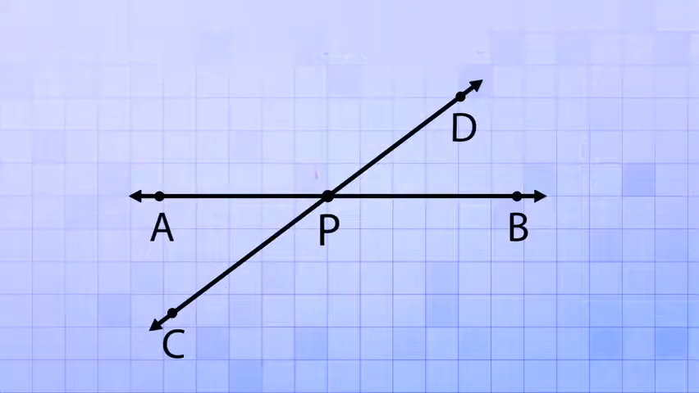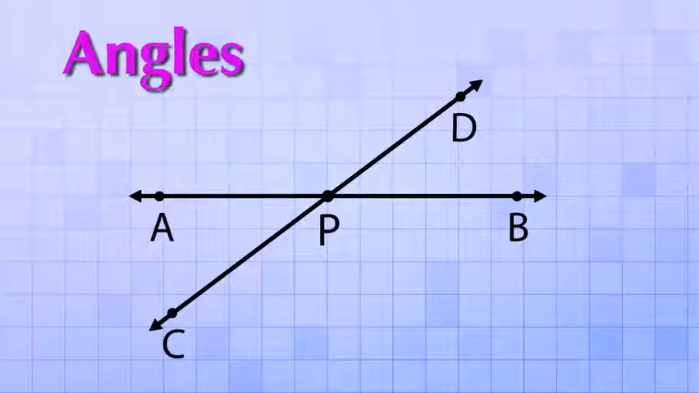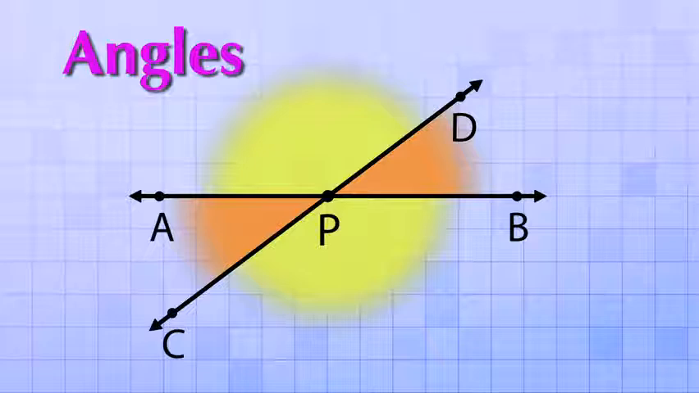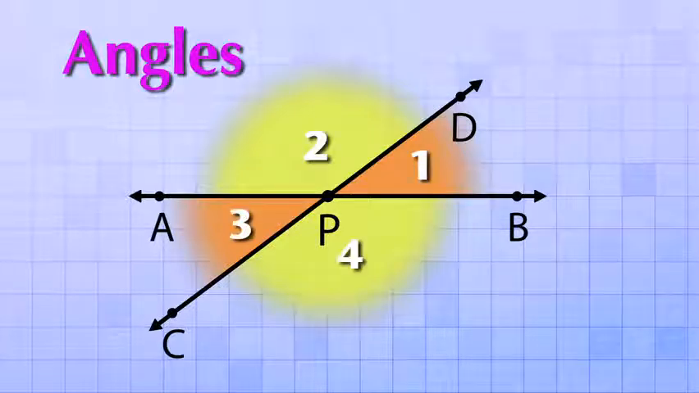And when lines intersect, they form angles. You can think of the angles as the spaces or shapes that are formed between the intersecting lines. These intersecting lines form four angles: 1, 2, 3, 4.